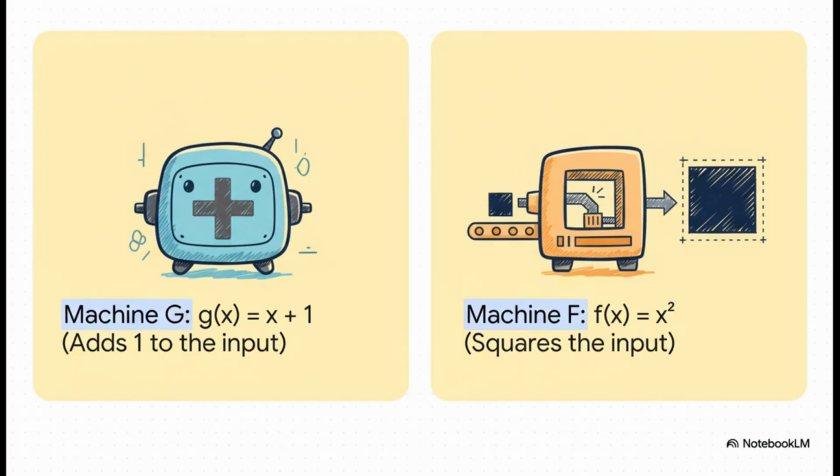All right, let's see how this works with a couple of our factory machines. So we've got machine G. Its job is super simple. It just adds 1 to whatever you give it. And then we've got machine F, which squares its input. These are our two building blocks.